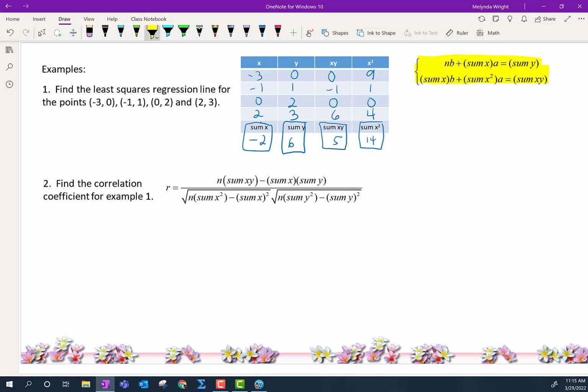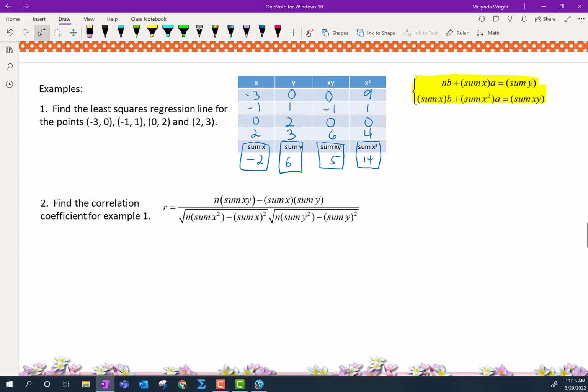You would be given this formula. We just need to know how to use it. So we're going to take those numbers and substitute them in. We're going to create a system of equations to solve. All right, so N stands for the number of points. So N is the number of points. Okay, so in this case, there are 4 points that we're using.